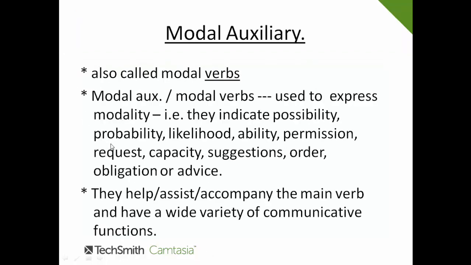Modal auxiliary. Before we go forward, let me remind you once again of the concept of modality. The expression of modality is complex. However, in this chapter, as per your class 12 standard, we will limit ourselves to the basics.